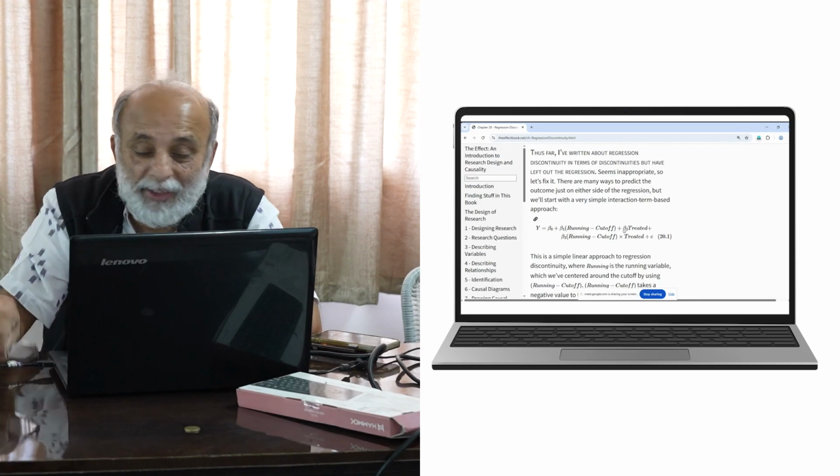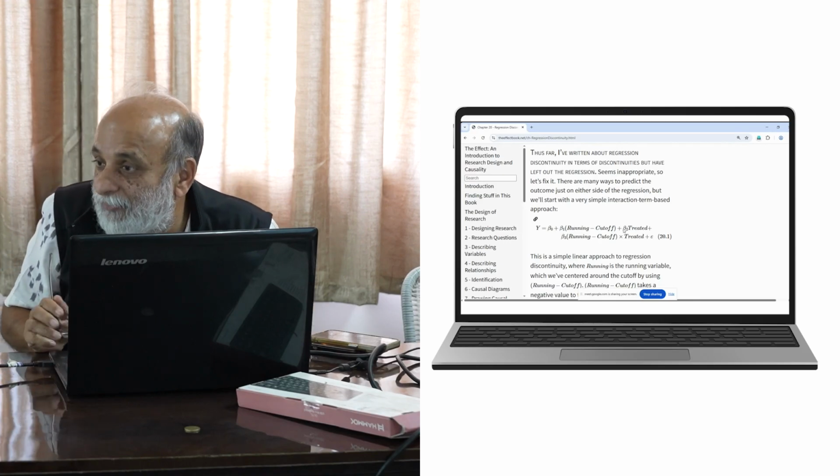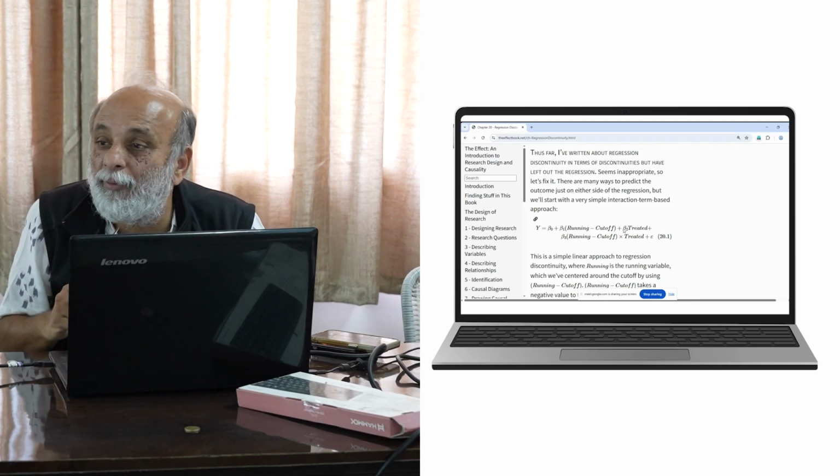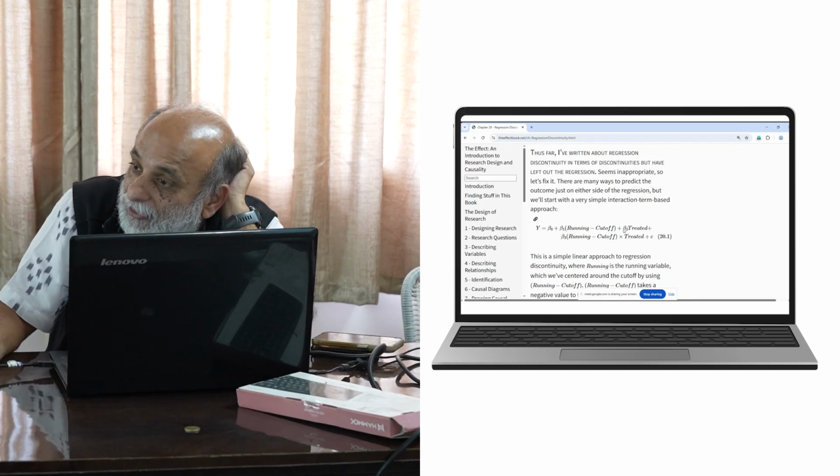So look at this book, The Effect. It's a very well written book, very simple. The R code is given earlier. You'll be able to really learn about many policy evaluation concepts from this.